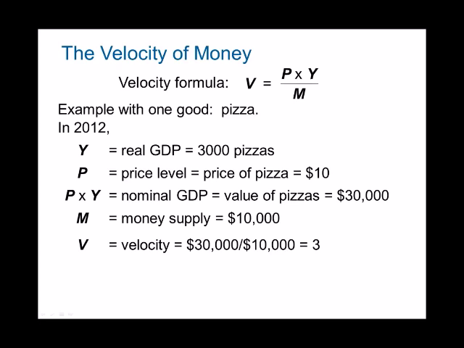What the velocity of money tells us is, in order for all 3,000 pizzas to be sold at $10 per pizza, if we have $10,000 of money floating around, then each dollar has to move on average 3 times, has to change hands, has to be in 3 different transactions for all the pizzas to be sold. So here again, the average dollar was used in 3 transactions.